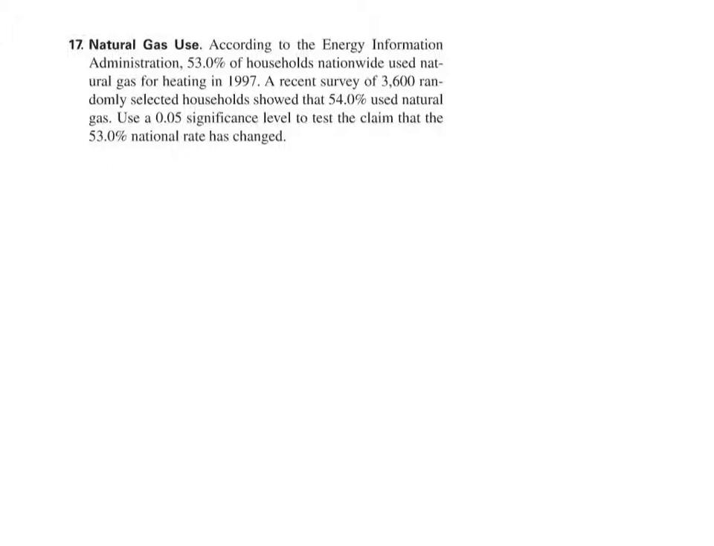So our HO is going to be that the old proportion is the same. The proportion of people that are using natural gas is the same now as it was then. And then we're trying to test if it's changed. So we're going to do a not equal to. This is a two-tailed test. This affects how we find the p-value.